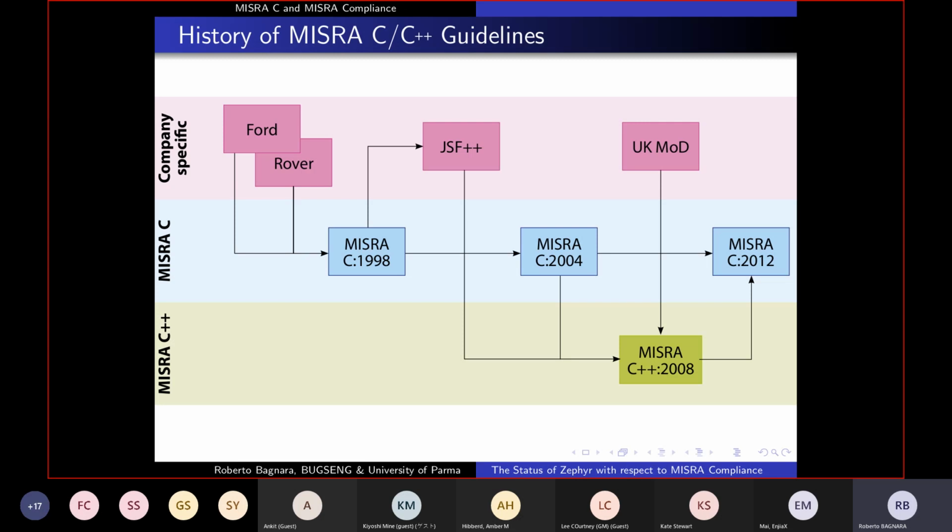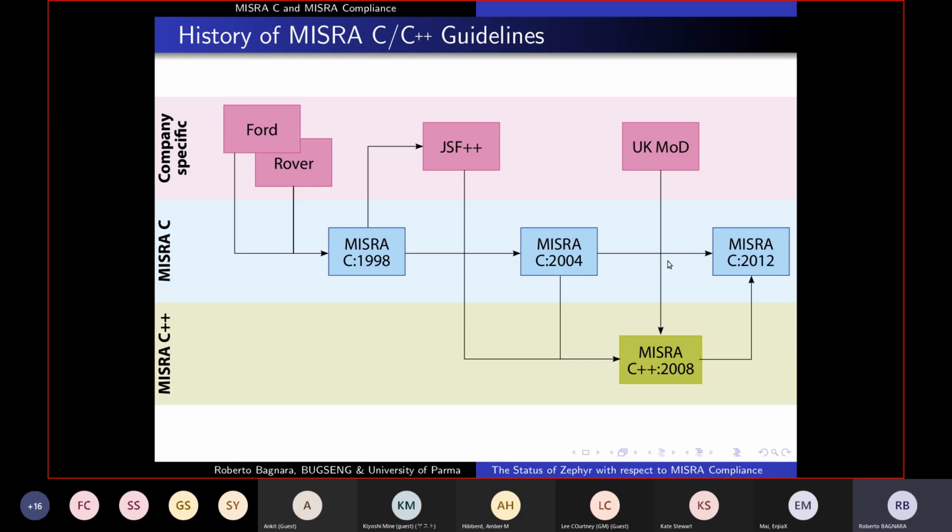Okay. So MISRA is a subset of the C programming language. It has quite a long history. It started in the 1990s. Ford and Rover were developing their in-house coding guidelines for programming automotive software in C, and they joined forces under the umbrella of the MISRA project. This is how the first version of MISRA C, dated 1998, was born, and this was revised in 2004 and 2012, and it is still being revised.